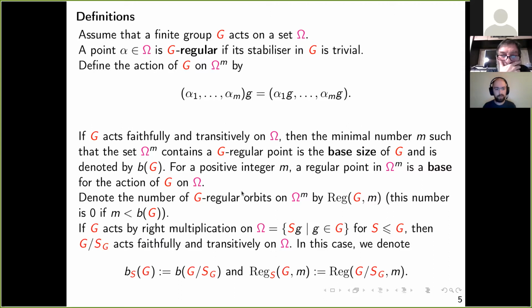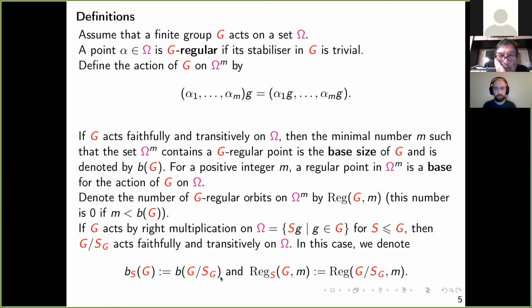Now, we again have our finite group G and its subgroup S. G then acts by right multiplication on omega, and the quotient group by S, G acts faithfully and transitively. In this case, we denote by BS of G the base size of this action, and by reg S, G of M the number of regular orbits of this action on omega to M.